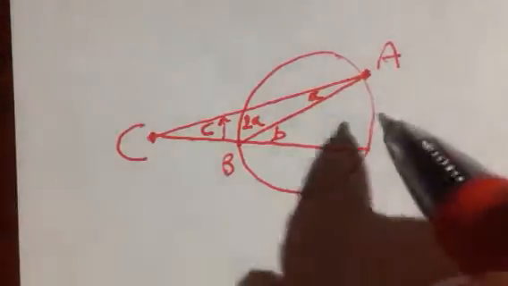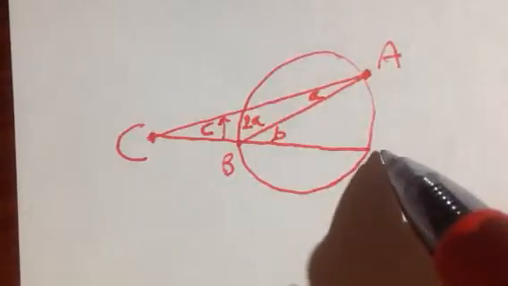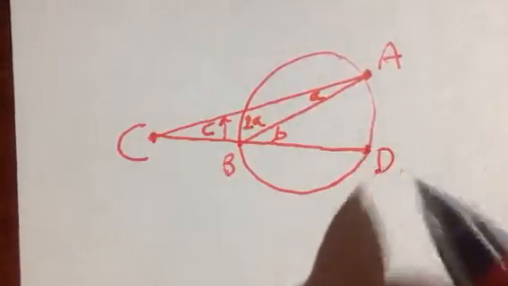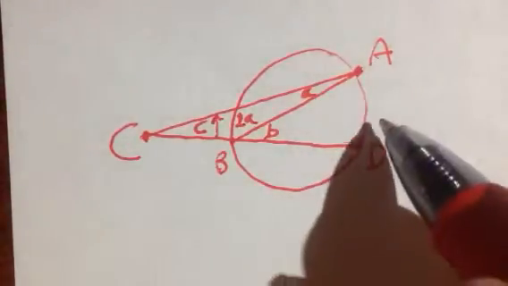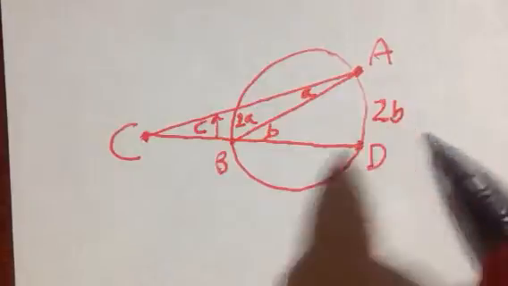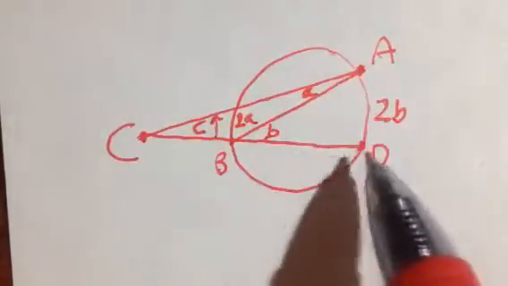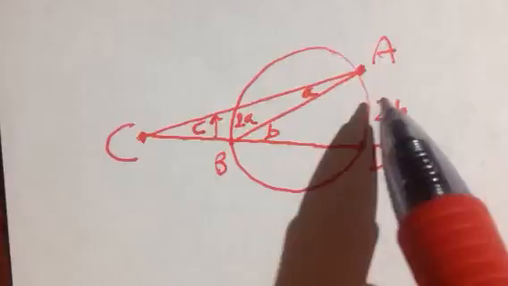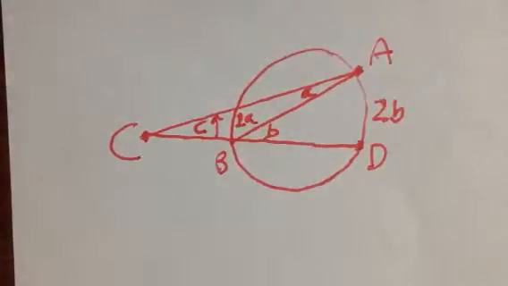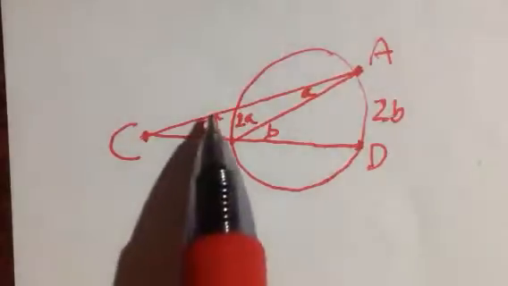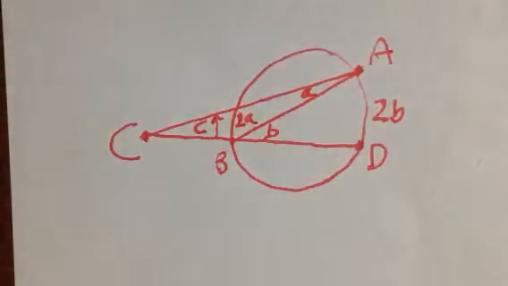That would then give this arc, let's give this a name D just as a reference point there, a measure of 2 times B, since B is an inscribed angle that's intercepting the arc AD. The measure of arc AD has to be twice that of the angle. So far we've got ourselves a bunch of lines, a bunch of line segments, and a bunch of measures. But remember, it's C that we're looking for. We're looking for the measure of that angle C.